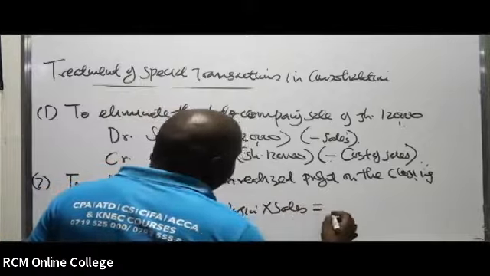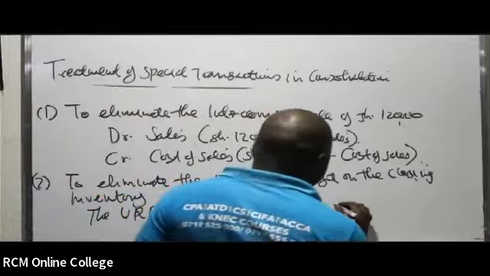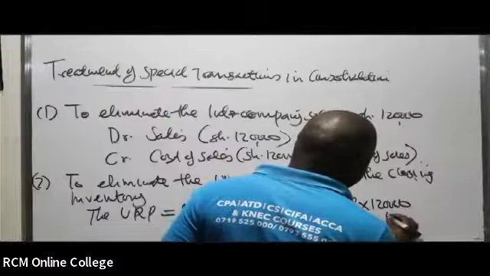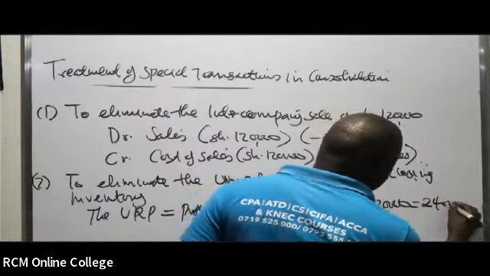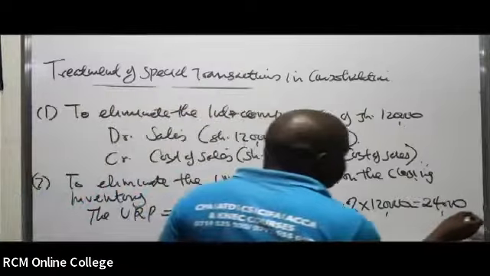And in this case, it will be equal to what? You've been told it was 20%. 20% multiplied by 120,000, which was the sales, is equal to 24,000. So that is how you get the unrealized profits.